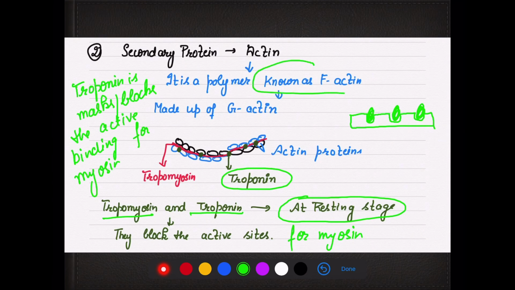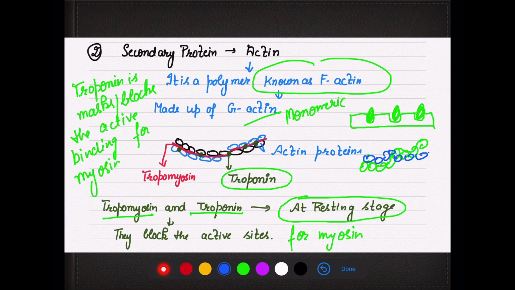Then is our actin protein. The polymer form of actin is known as F actin. The monomeric form is known as G actin, because it is arranged coiled like this. One actin, and there are other circles, arranged like this, coiled around each other, and the depressions between them are covered by the tropomyosin. Then between these they have the binding sites for myosin, and that binding site is covered by troponin.